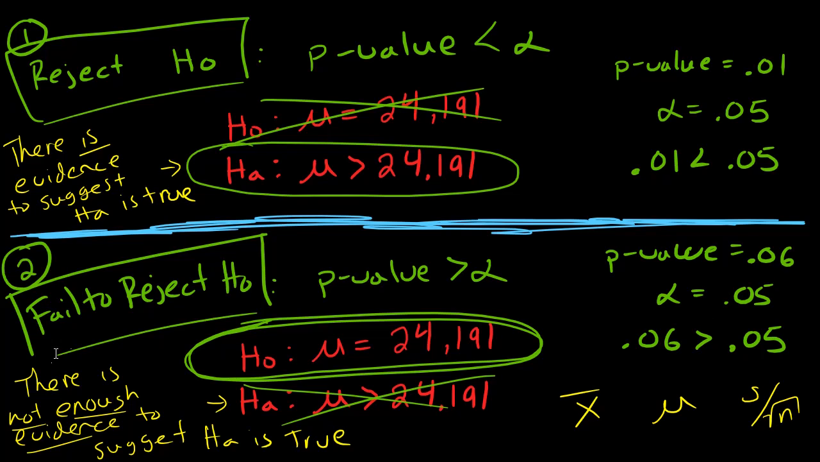So there is not enough evidence. We never say there's no evidence. It's not that we don't have evidence. The sample mean was larger than the 24,191, so there is some evidence, but it's just not enough. It's not significantly larger, which is why we say there's not enough evidence to suggest that the population mean is more than 24,191, even though the sample mean was indeed larger than that number.